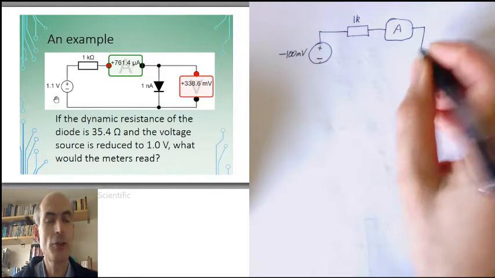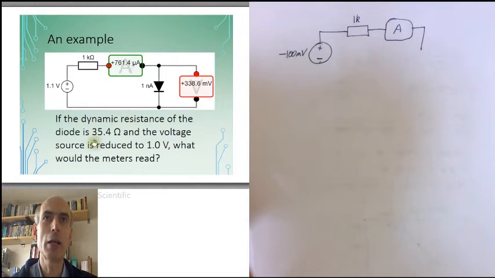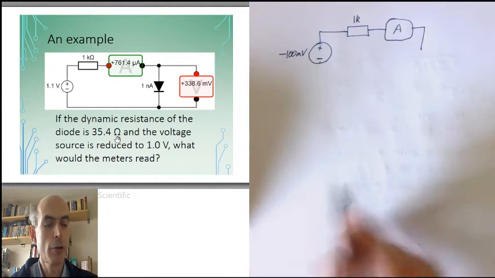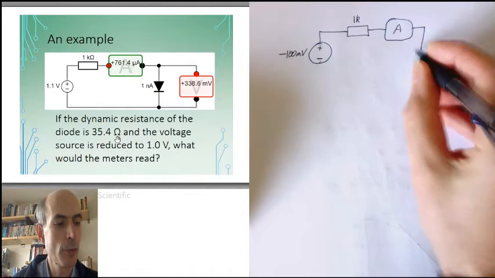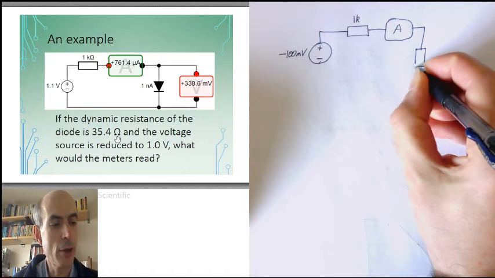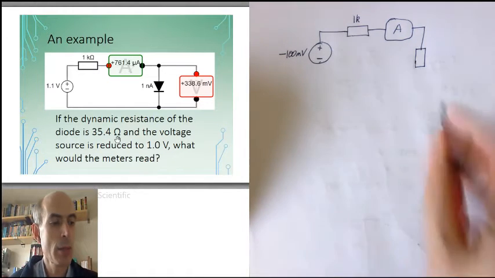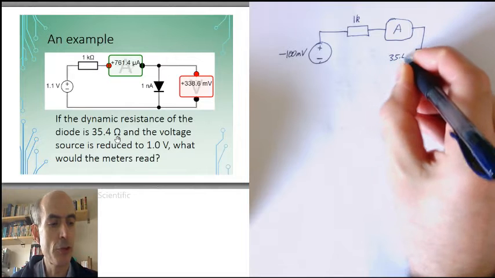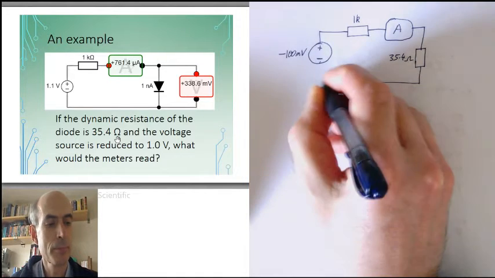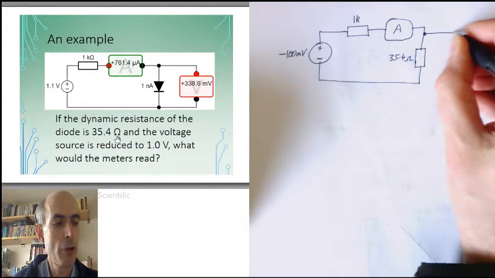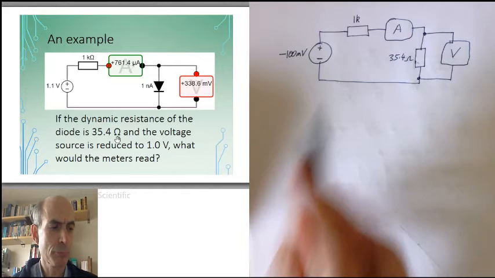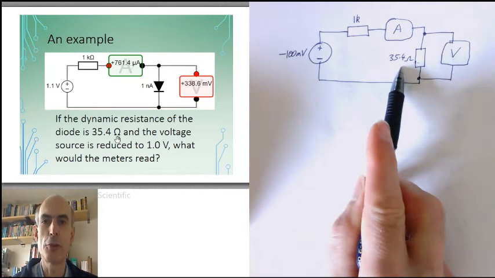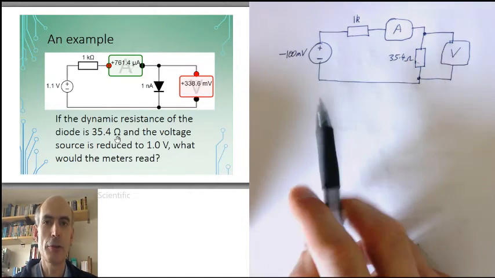and then through a diode. Now, the diode has a dynamic resistance of 35.4 ohms. So, for small changes in current and voltage around the operating point, we can consider that the diode is just going to work like a 35.4 ohm resistor. And I'm measuring the voltage across that diode. Right. Well, this is quite a simple circuit to solve. It's just a potential divider.